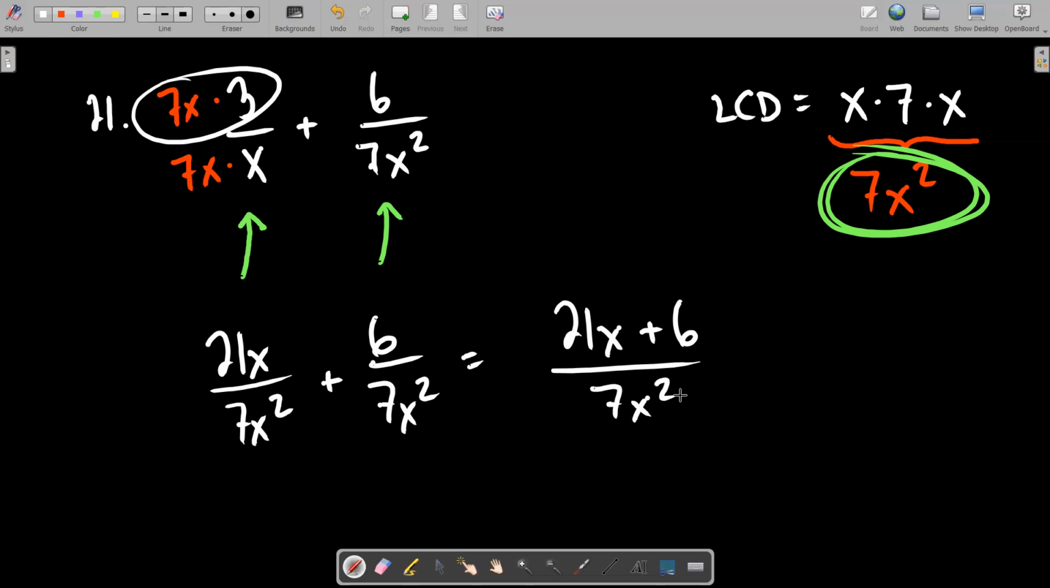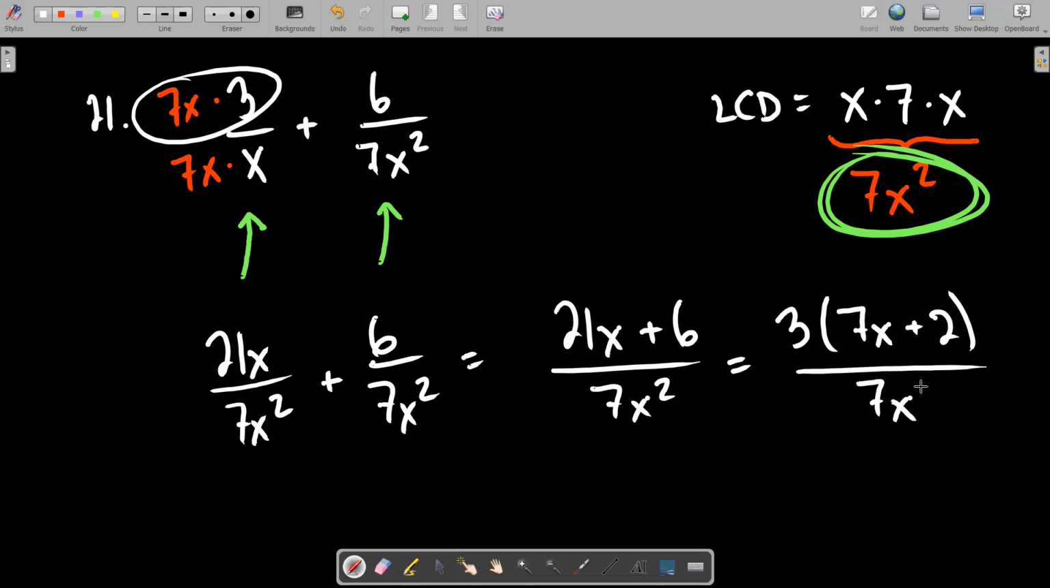Right. And you should want to stop at this point, but you should also be wary of doing so, because there is something we can do on top that turns out not to have a purpose, but it's still worth pausing and looking at. Tell me about the top. You can pull out a 3. And it turns out it's a pointless endeavor, because if you pull out the 3, you're left with 7x plus 2, and nothing can cancel.